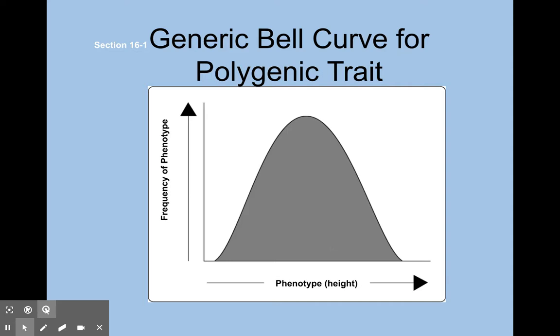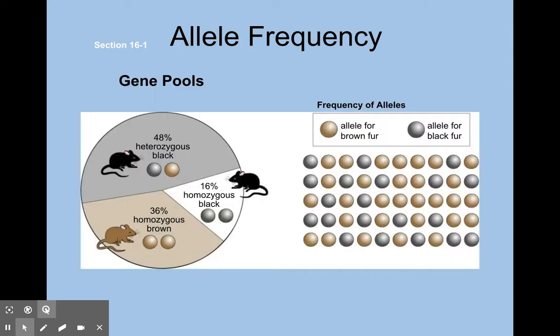So when we're talking about polygenic traits, we're always talking about the frequency of certain genes. So we always want to think of these as, when we're talking about populations, we want to look at the percentages of these different traits. So here you can see an example of a gene pool.